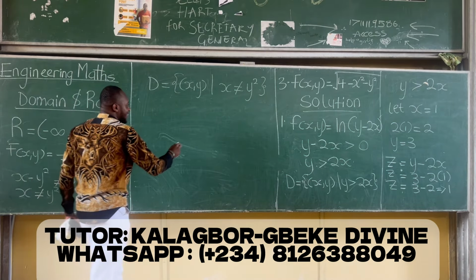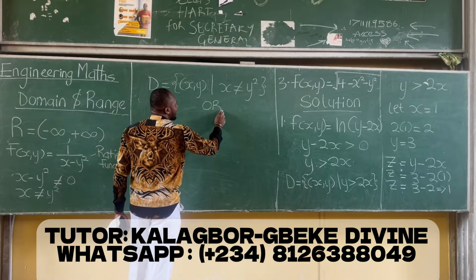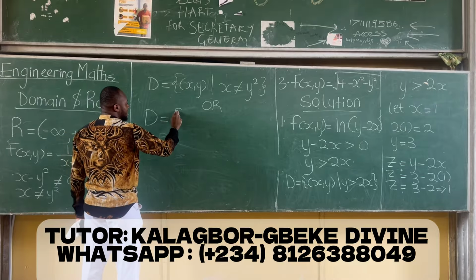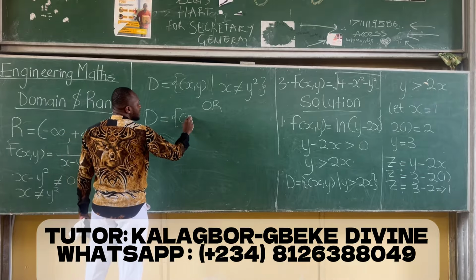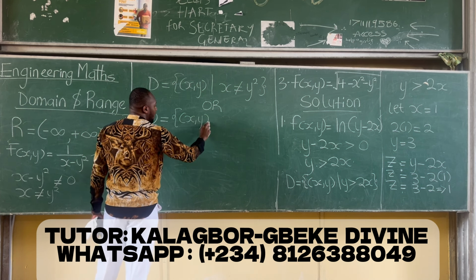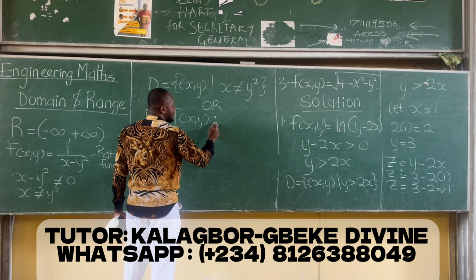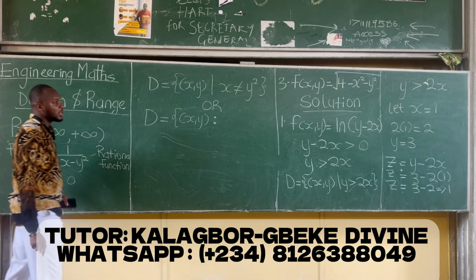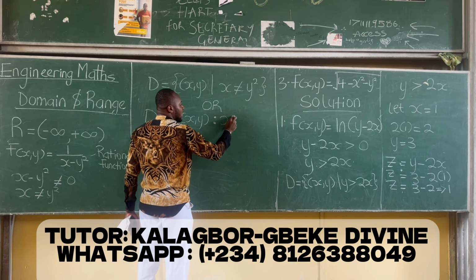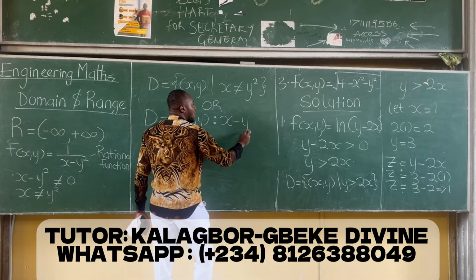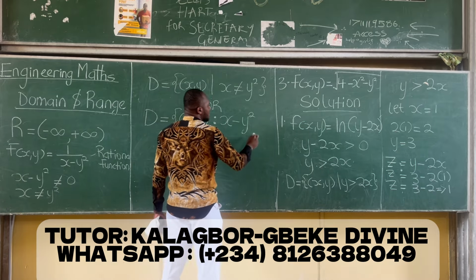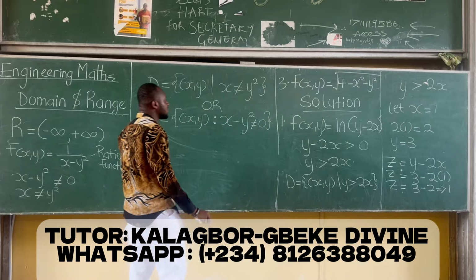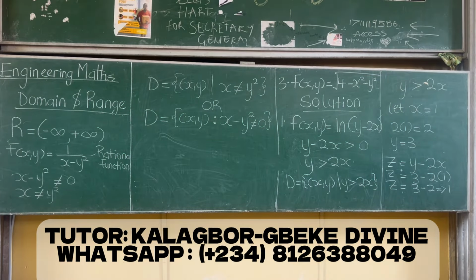Or you can say that the domain is the set of x comma y, let's use this symbol this time, such that x minus y squared is not equal to 0. So we've gotten our domain.